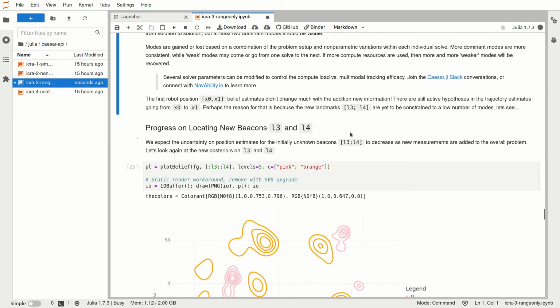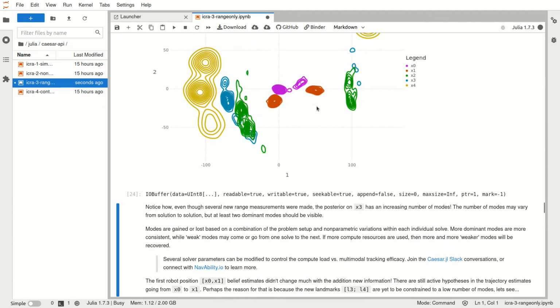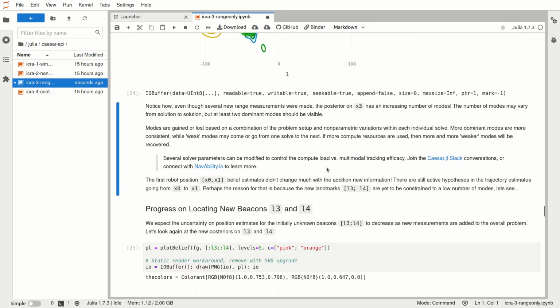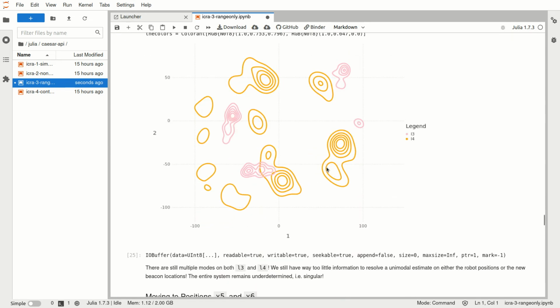Okay, the first robot positions x0 and x1 also didn't change much. So we still have the two main modes here. Even though we've been adding data and solving, these two modes are fairly stable, same with the x1 modes. All right, I think we just ran this now.